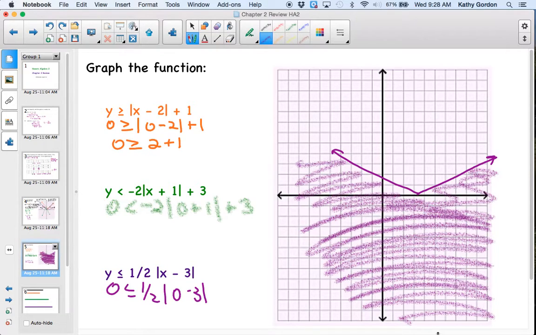All right? So it's not always on the inside of the V. A lot of times it is, but sometimes it's not. So you've got to make sure you're actually testing a point to see which side you're supposed to shade on. Make sense? Good? All right.